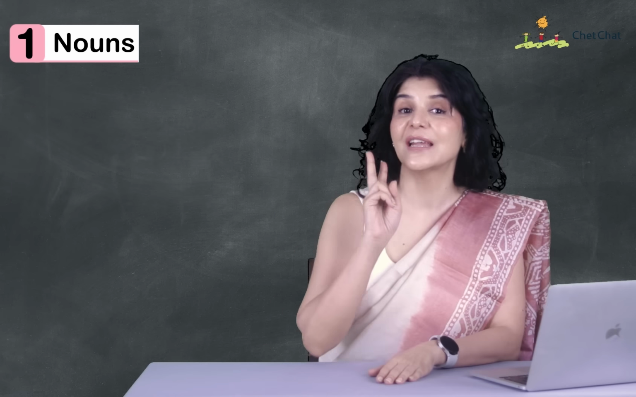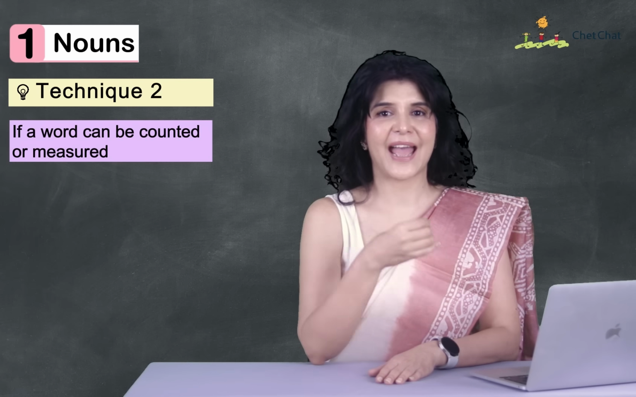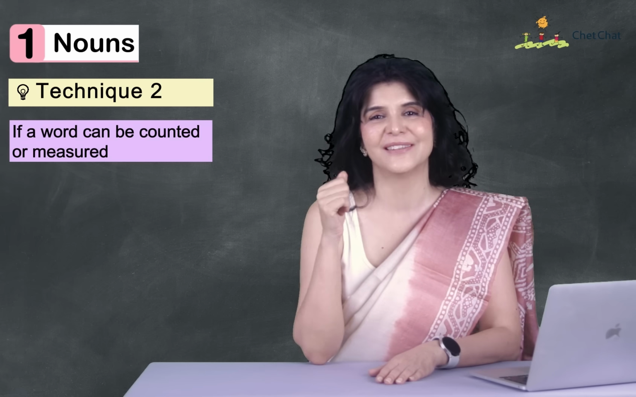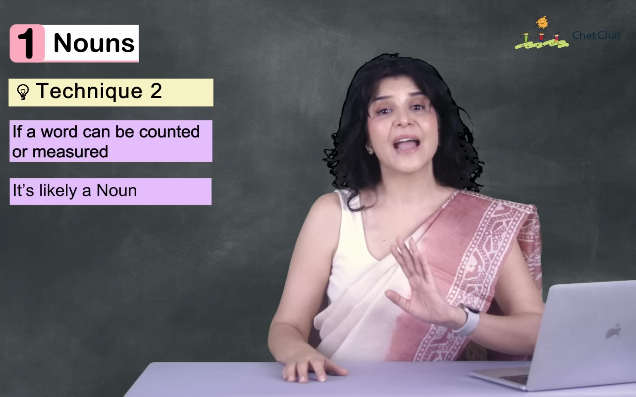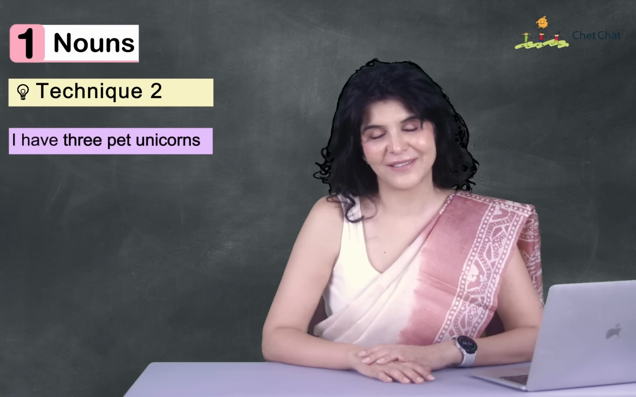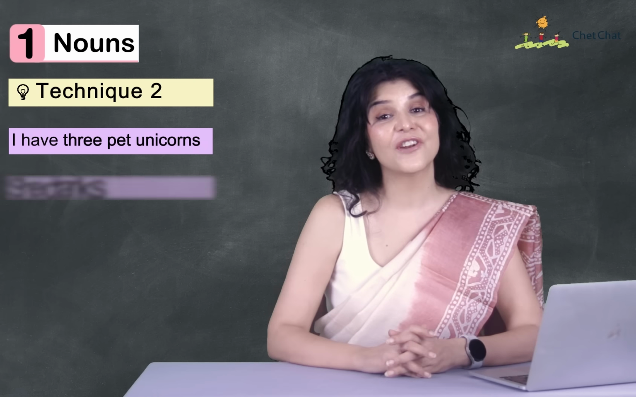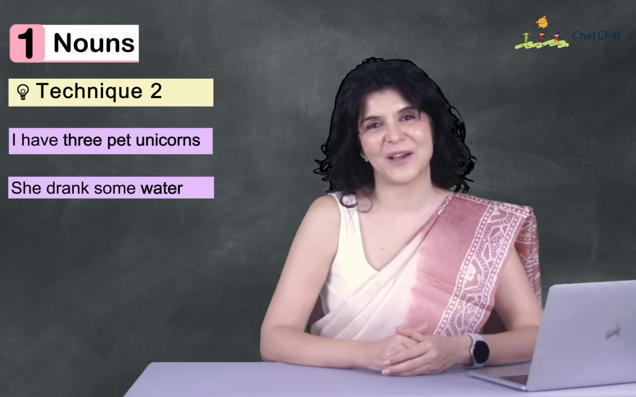Great. Now for technique number 2. If a word can be counted like 1 cat, 2 books or measured like some water, a lot of happiness, then it's likely to be a noun. I have 3 pet unicorns. You can count unicorns even if they are imaginary. She drank some water. Water is an uncountable noun.